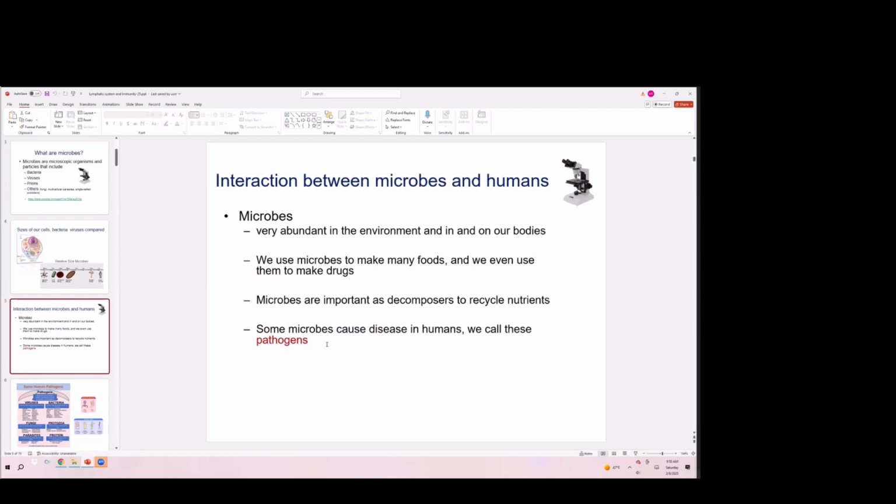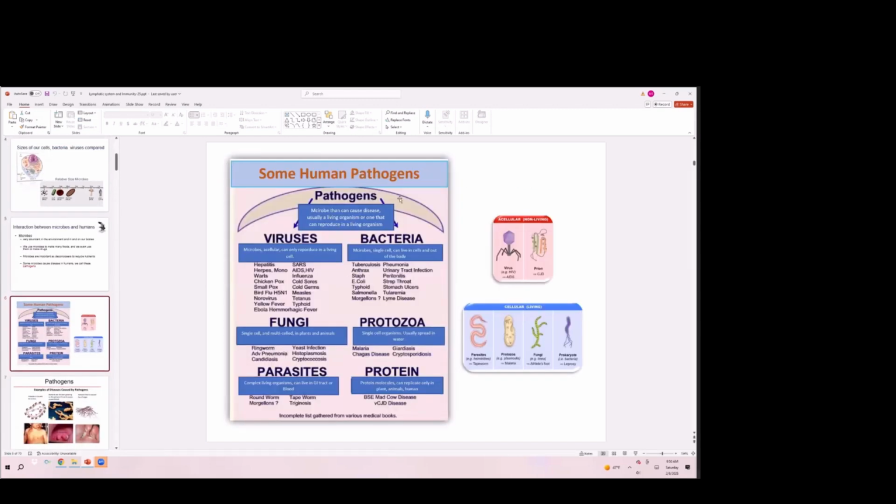What causes sore throat? A virus? Not quite. It's a bacteria. Some people say they have strep throat. They're referring to the bacteria that causes it. I put here some human pathogens.